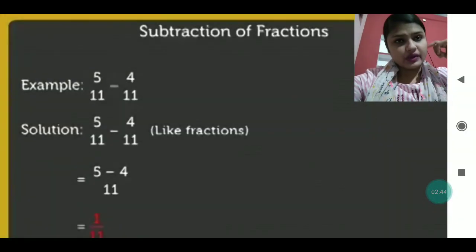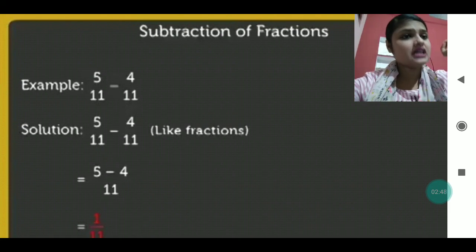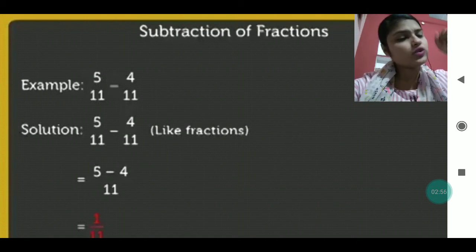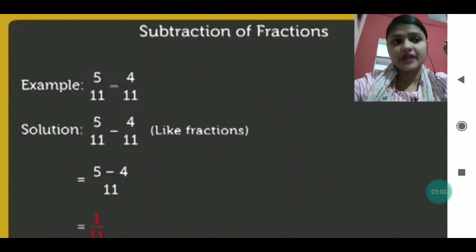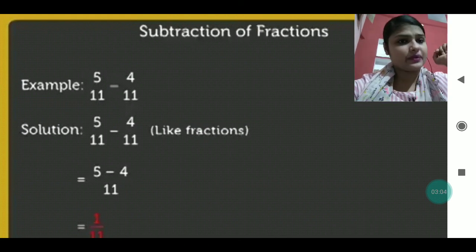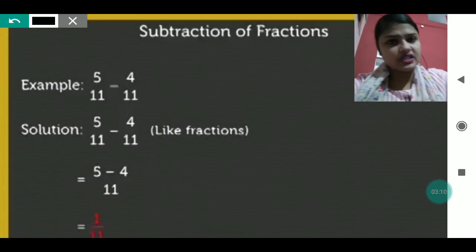As you know, what do you mean by the word subtraction? Subtraction means when we are finding the difference between two numbers or more than two numbers, that is called subtraction. Here we are subtracting like fractions. How will we do it? Just see.